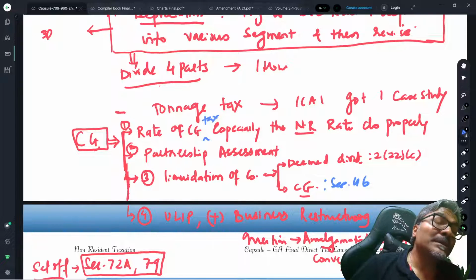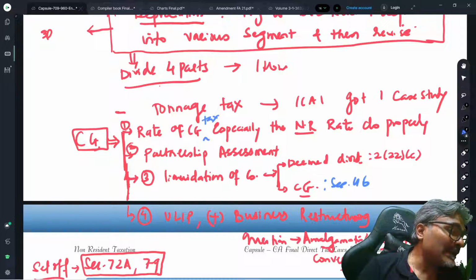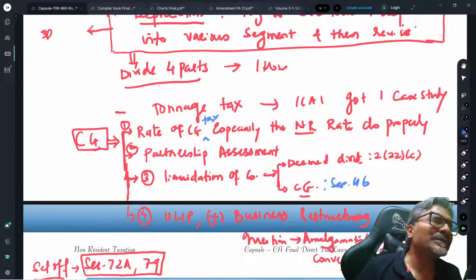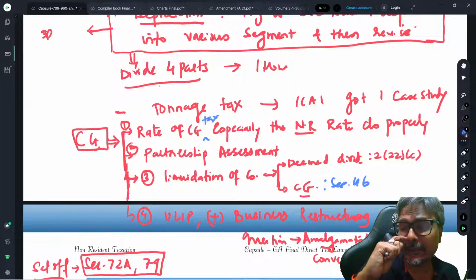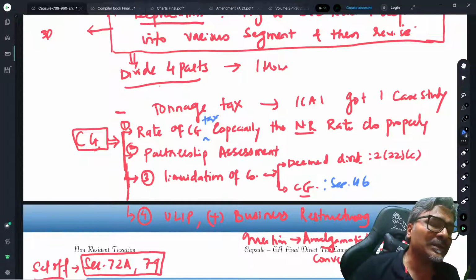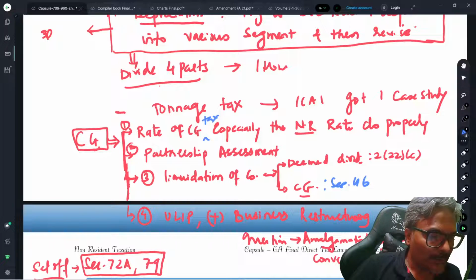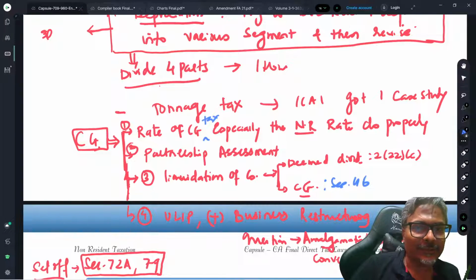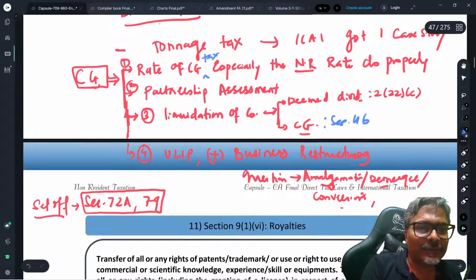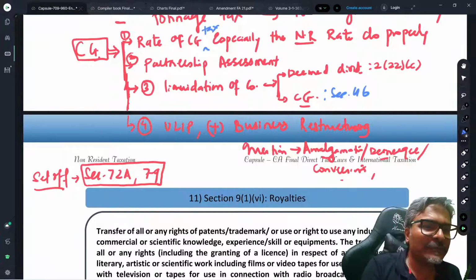Now, partnership assessment: you will already get good exposure from the RTP question of May 22, which I have already done in my amendment lecture. I will just share with you the link of the capital gains amendment as well as the link of the ICDS in the description box. Allow me today's time, I'll share the links of these two lectures.